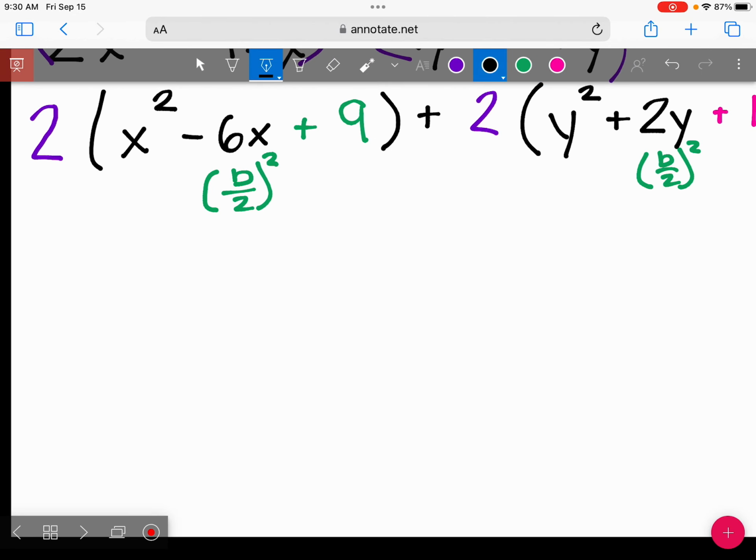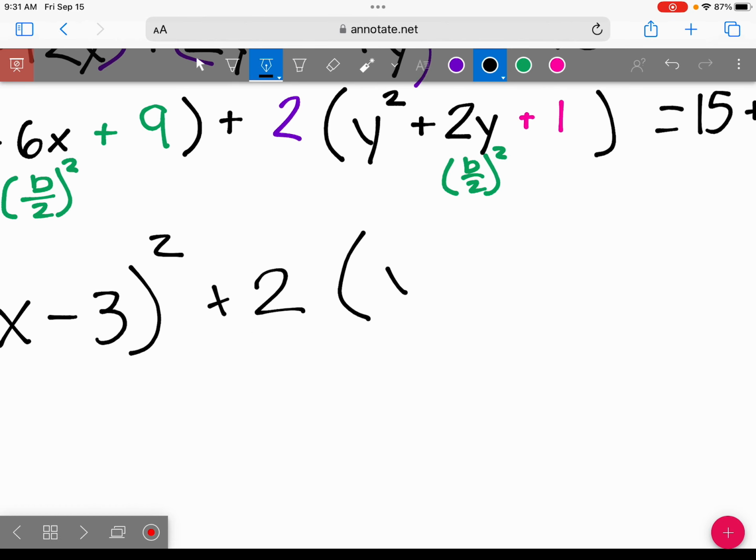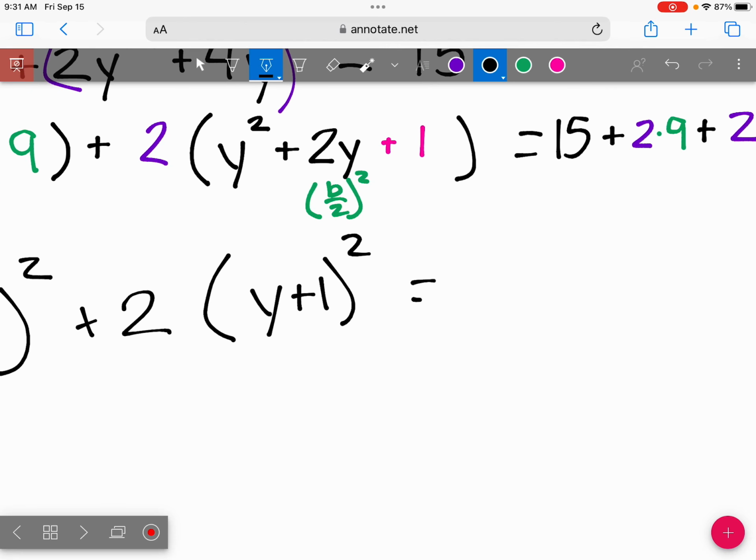So I'm going to rewrite this as our perfect square and simplify the right-hand side. So we have 2. What's this one as a perfect square? X what? X minus 3 squared plus 2. What are the y's? Y plus 1 squared. And it all equals 35.